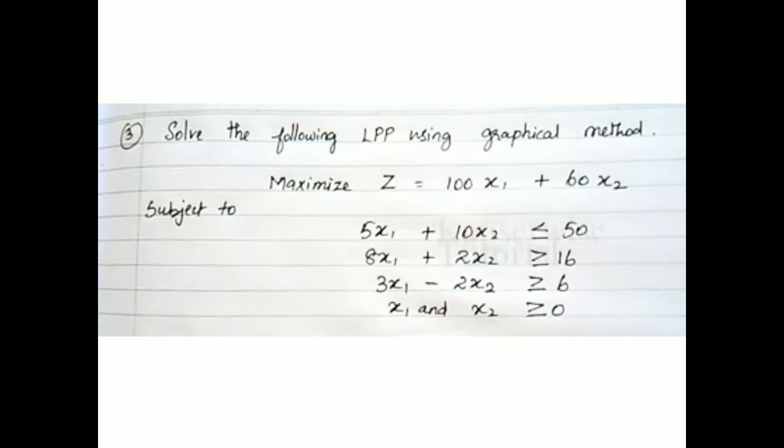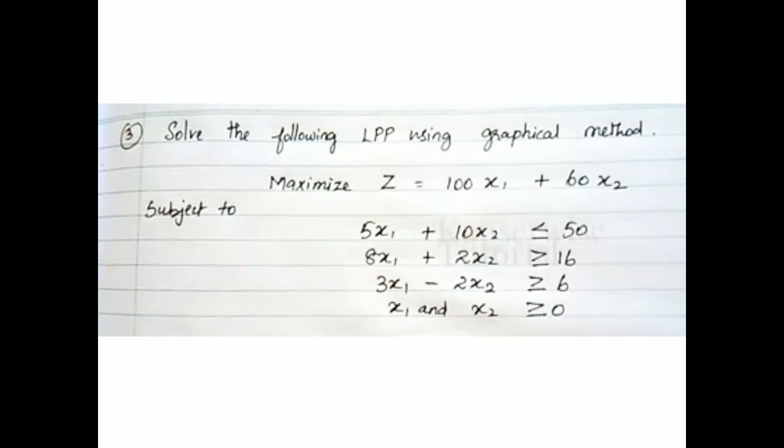So yes, this is the question that I'll be solving in this lecture. This linear programming problem has the maximization. It tells to maximize the objective function that is equal to 100x1 plus 60x2 and is subjected to three inequality constraint equations, that is 5x1 plus 10x2 less than or equal to 50, 8x1 plus 2x2 greater than or equal to 16, and 3x1 minus 2x2 greater than or equal to 6.